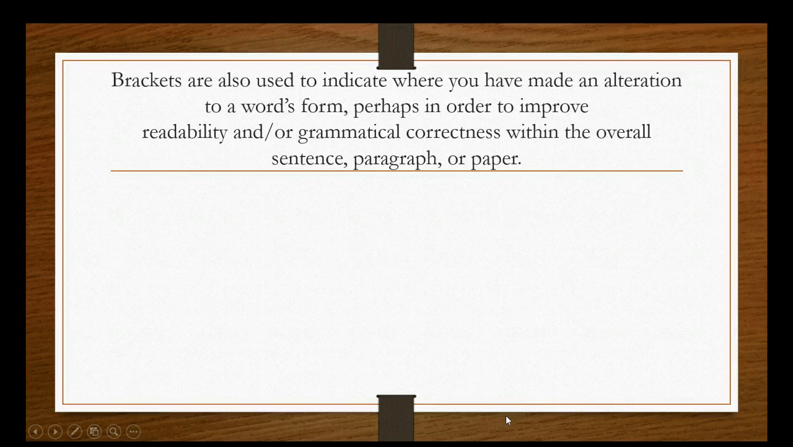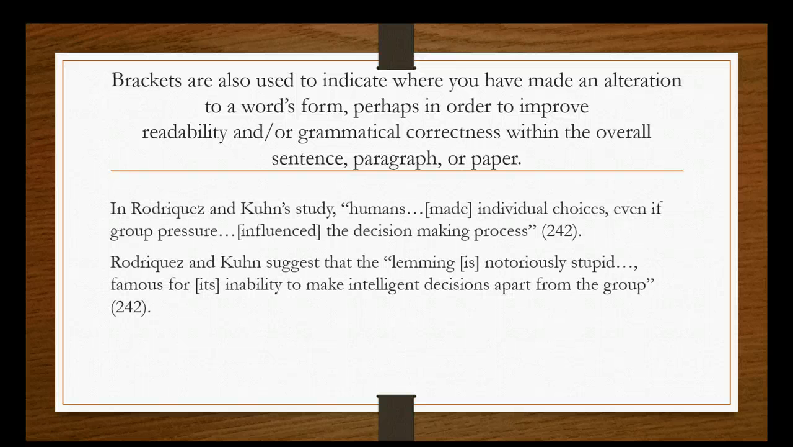Brackets are also used to indicate where you have made an alteration to a word's form, perhaps in order to improve the readability or correctness. So in this first example, they changed make to made just so that it would make sense. Read it now. In Rodriguez and Kuhn's study, humans made individual choices even if group pressure influenced the decision-making process. So they just changed the form of the verb make into made.